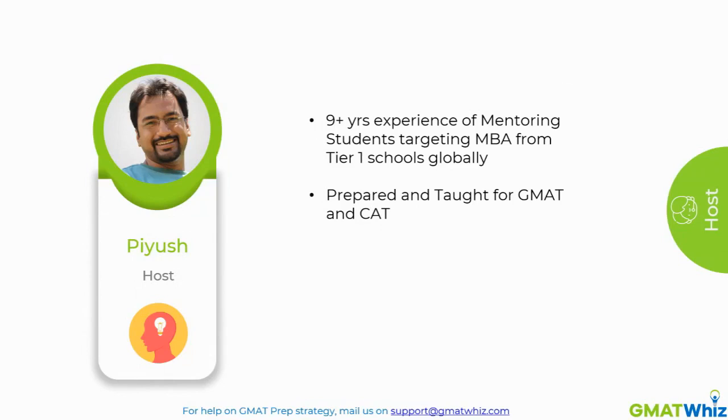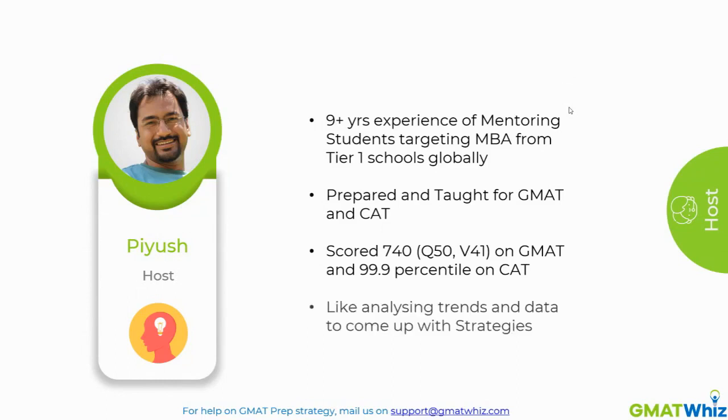I have prepared as well as taught for GMAT and CAT, and I've scored a 740 on GMAT in my very first attempt with a quant 50 and a verbal 41, and a 99.9 percentile on CAT. CAT is basically the Indian test, which is required for Indian MBA colleges. I like analyzing data and trends to come up with certain strategies, and this webinar is going to be full of a lot of different strategies.